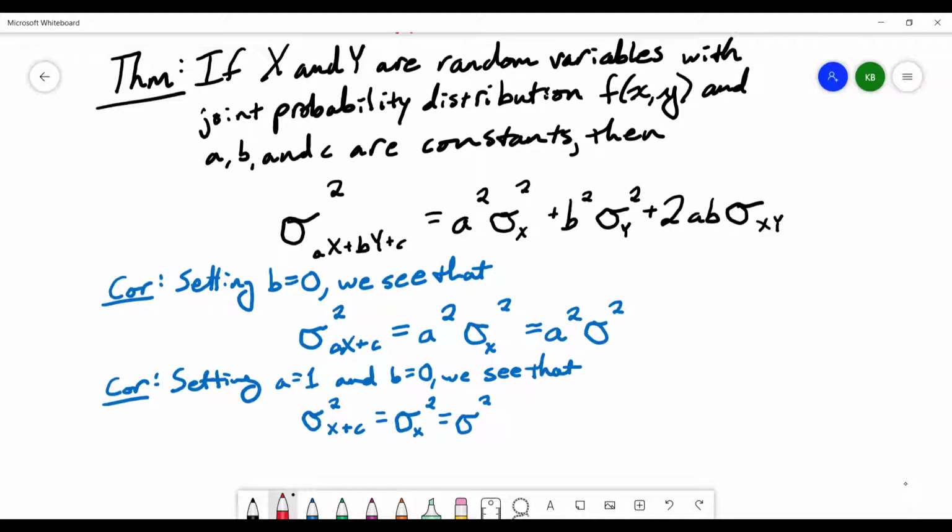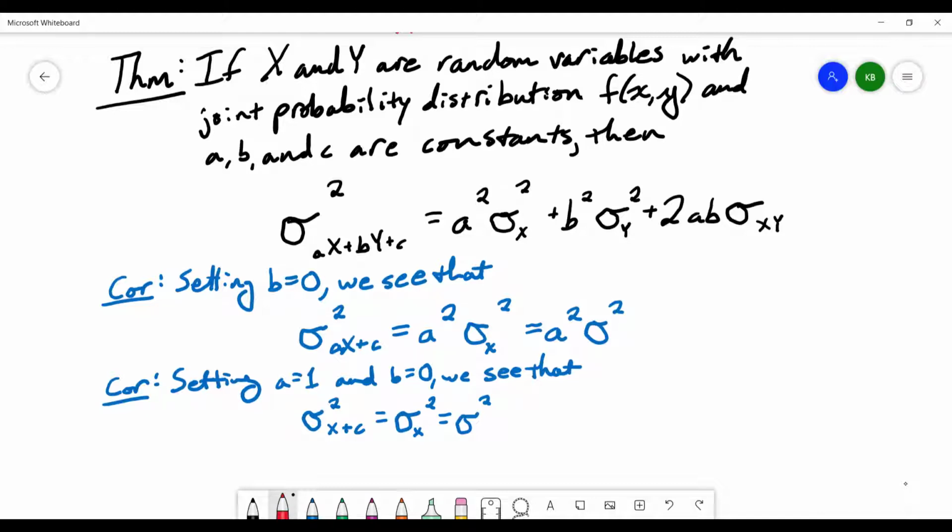Now let's take a look at what the variance of a linear combination of random variables is. So if we have x and y, both random variables with a joint probability distribution f of x, y, and we have a, b, and c as constants, then to find the variance of the linear combination ax plus by plus c, we actually take a squared times the variance of x plus b squared times the variance of y plus 2 times a times b times the covariance of xy. So there's some corollaries for this.